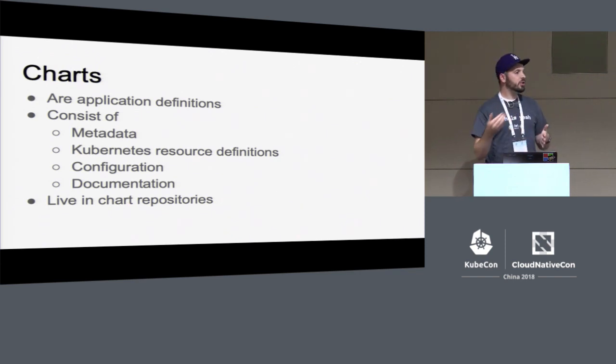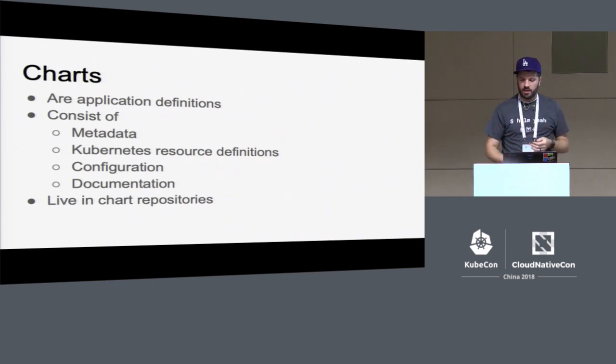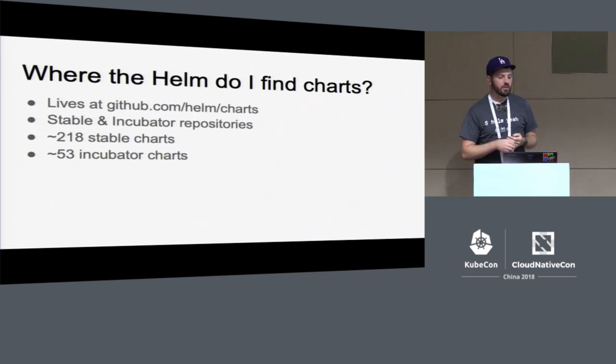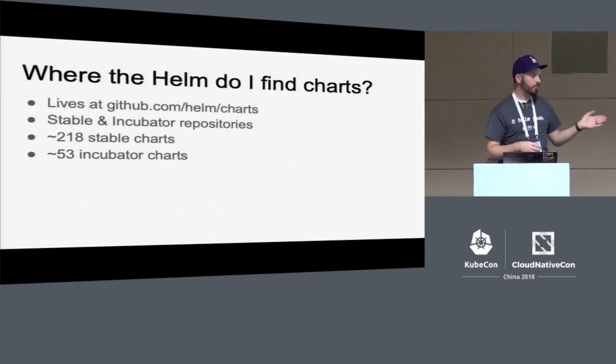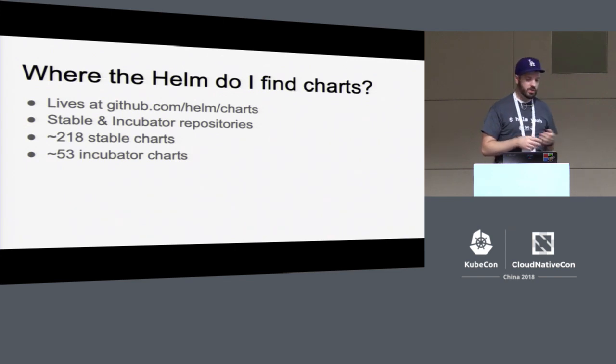These are things like Elasticsearch and Nginx, and it's a massive amount of charts that you can find inside of there. So where do you find those? It's actually found at github.com/helm/charts, and you can find both the incubator, which is where new charts land before they're released to production. It's kind of like the staging environment for charts. Last time I counted, which was about a week or two ago, we had 218 stable charts and 53 incubator charts. We'll show how you can install those.